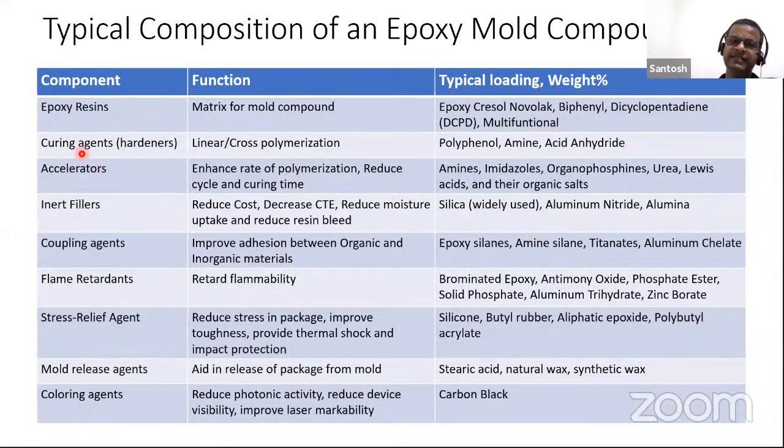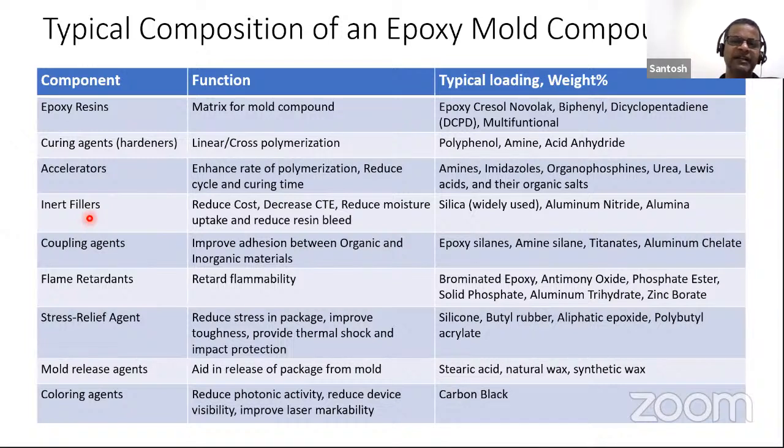Then it has curing agents, which are hardeners, and the process is by cross-polymerization. Typical components are polyphenols, amines, and acid anhydrides. Then it has accelerators, which are typically amines, imidazoles, organophosphines, and Lewis acids. Then it has a lot of inert fillers. Typical inert fillers consist of silica.